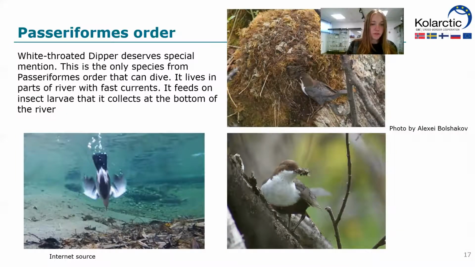White-throated dipper deserves special mention. This is the only species from the passerine order that can dive. It lives in parts of river with fast currents. It feeds on insect larvae that it collects at the bottom of the river.